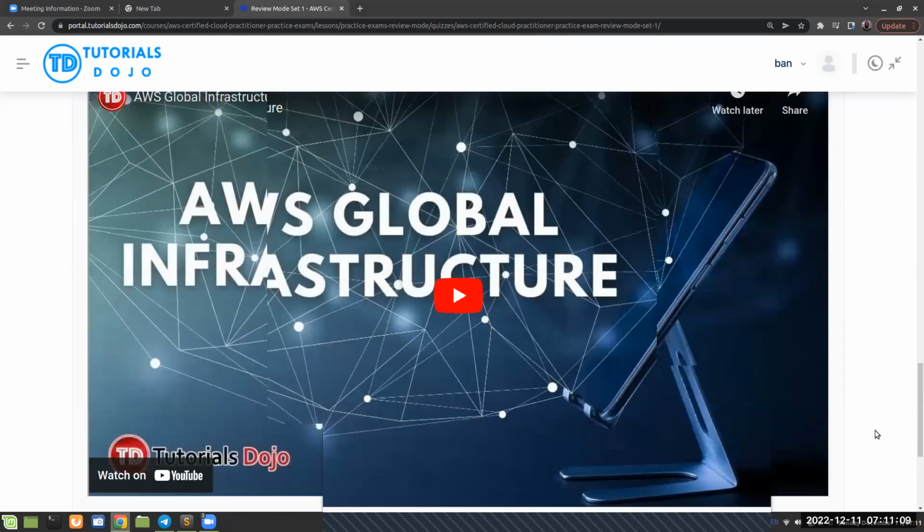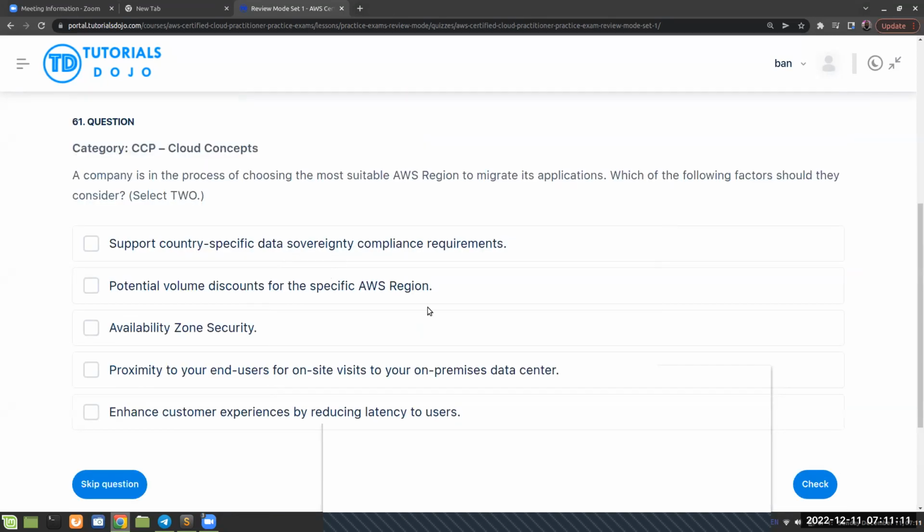Okay, let's move on. This is for you, Leslie. A company is in the process of choosing the most suitable AWS region to migrate its applications. Which of the following factors should they consider? So a company is trying to choose a suitable region to migrate its applications. So what should you consider when you are looking for an AWS region?